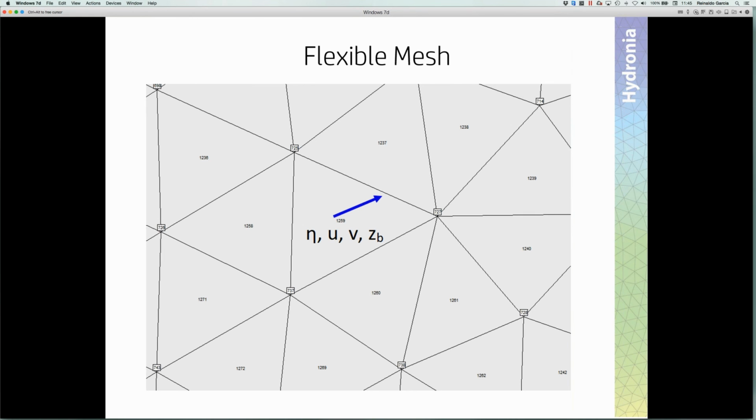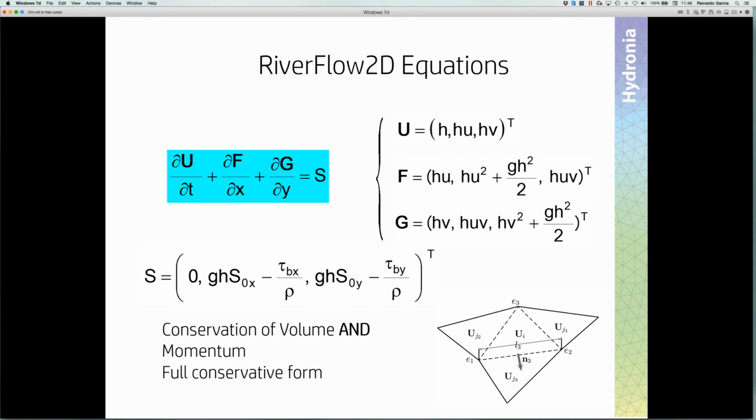Now, the model is based on triangular elements exclusively, and each element has representations of the velocity components and the depth. And there is an assumption that I'm going to come back to later, maybe, that the bed elevation is constant on each element. So there is no detail other than the interpolation of the lidar that you may have for the terrain elevations that are used to obtain the bed elevation at each element.